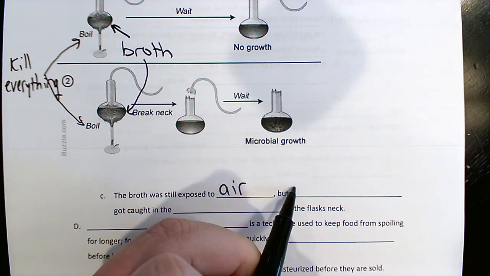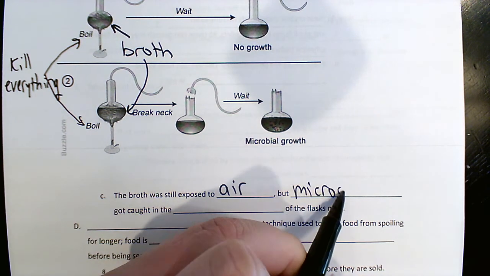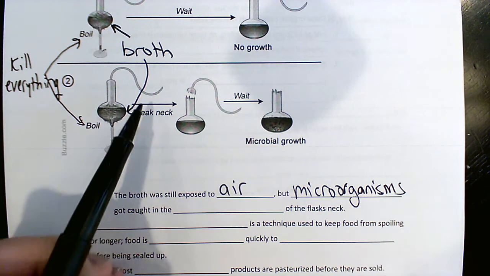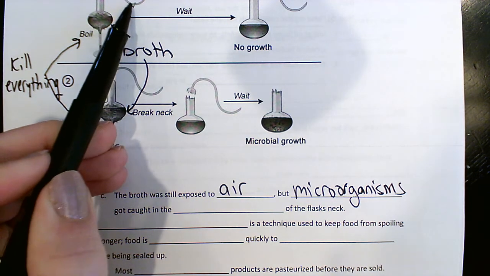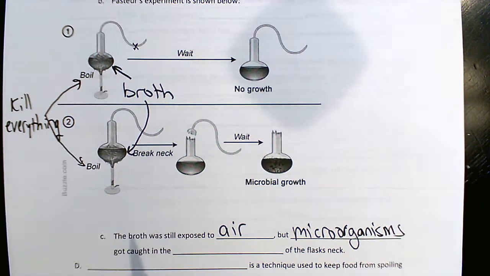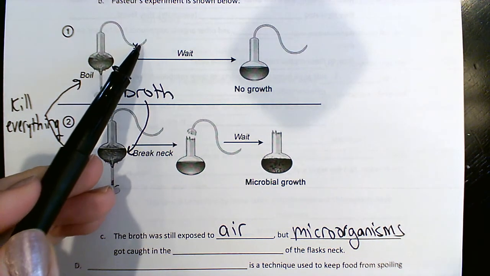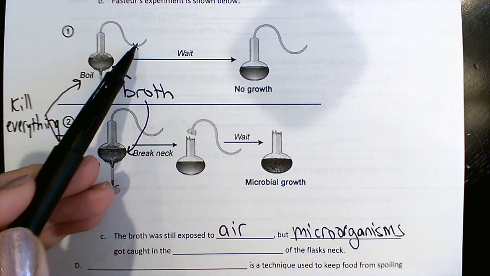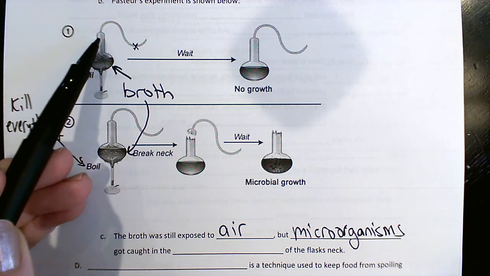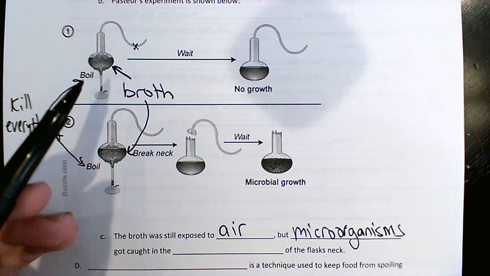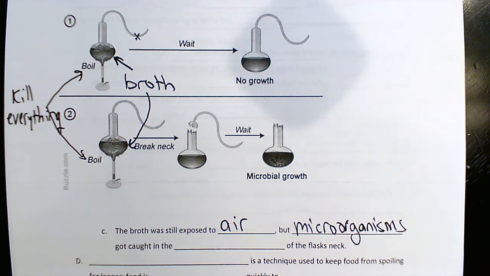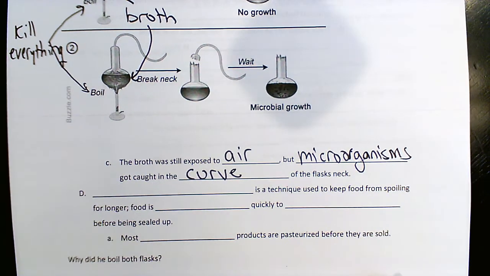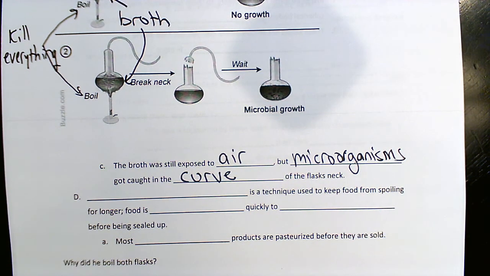Okay, but the microorganisms got caught in the neck. They kind of collected right here, okay, in that kind of low spot. So they could get in through here with the air, but they didn't have legs. They can't crawl, so they couldn't go up and down and get into the broth. Okay, so they got caught in that curve of the flask's neck.